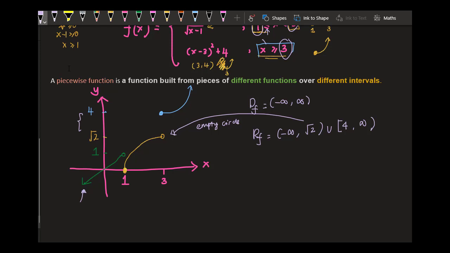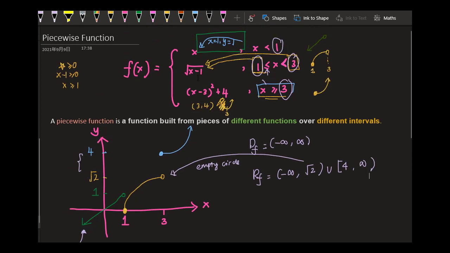For a piecewise function, there is no specific particular domain and range; it all depends on the different functions that combine together. This is called a piecewise function. You can give it a try with 3 to 5 piecewise function questions, then you will know about it.